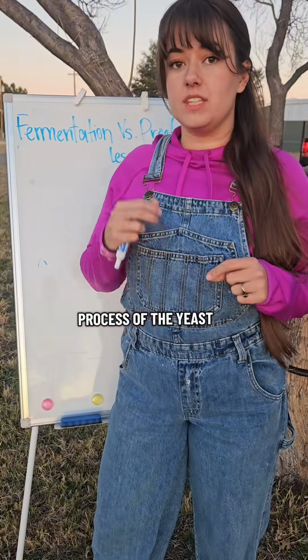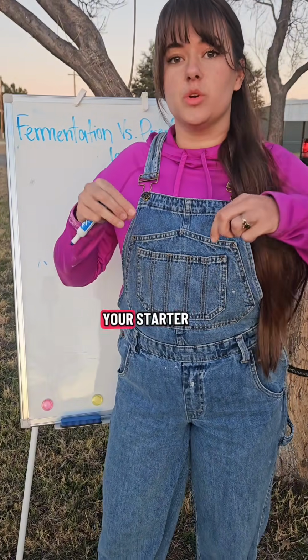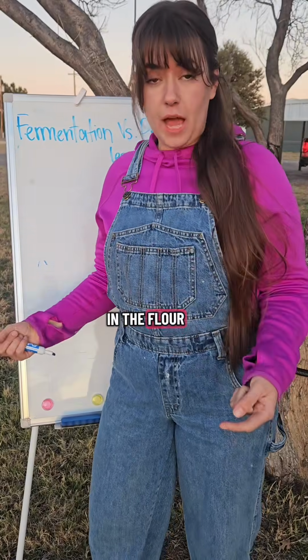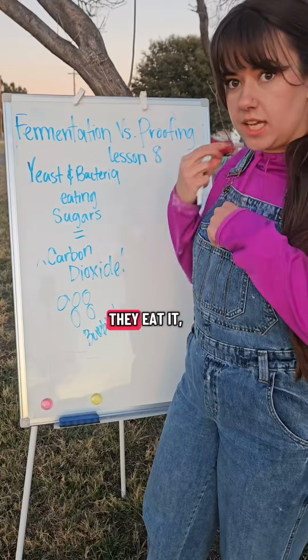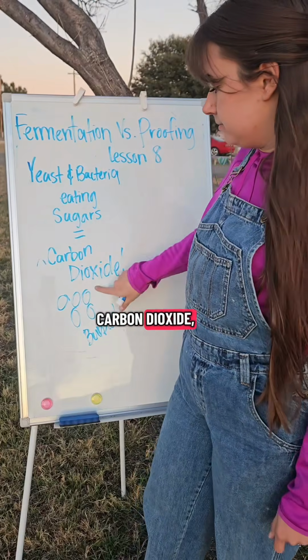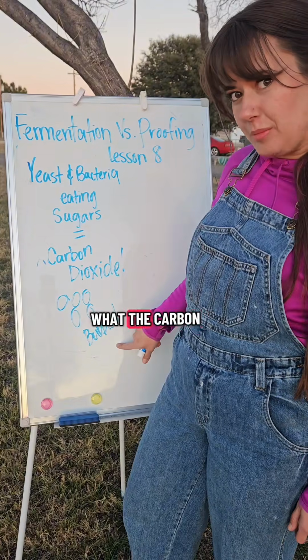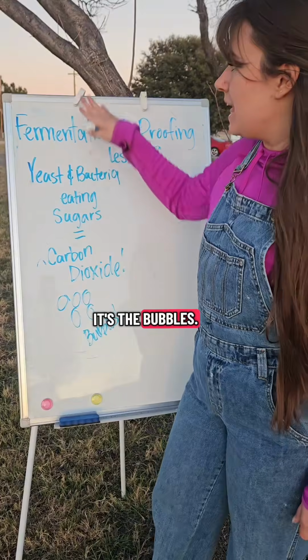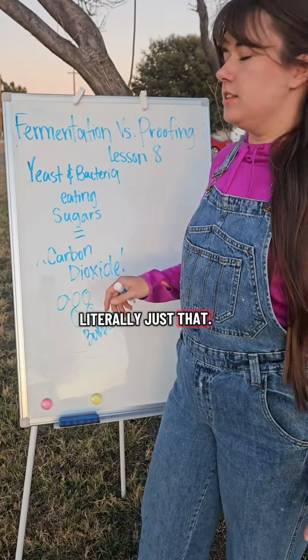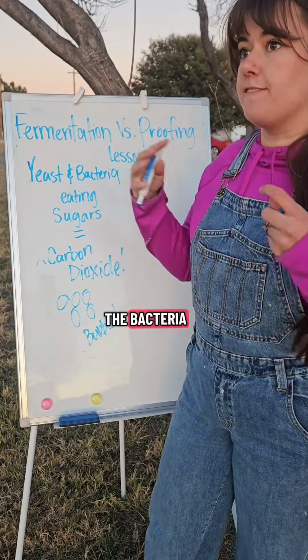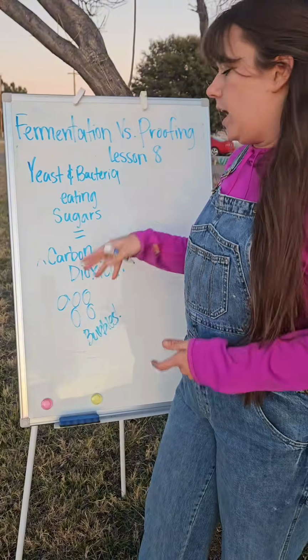Fermentation is the process of the yeast and the bacteria that exist in your starter eating the sugars in the flour and producing carbon dioxide. That's what the bacteria and the yeast put off. They eat it, they digest it, they put off carbon dioxide, making bubbles. That's what the carbon dioxide is. It's the bubbles. That is what fermentation is. Literally just that. The fermentation is the yeast and the bacteria fermenting the flour in your dough and creating carbon dioxide.